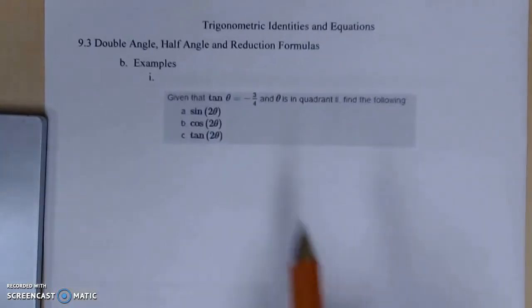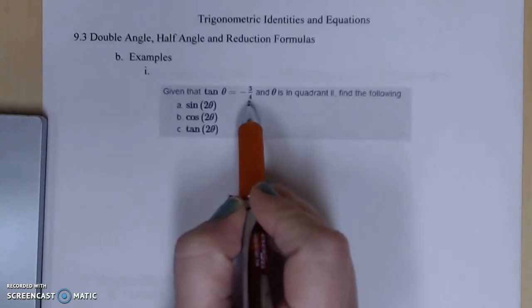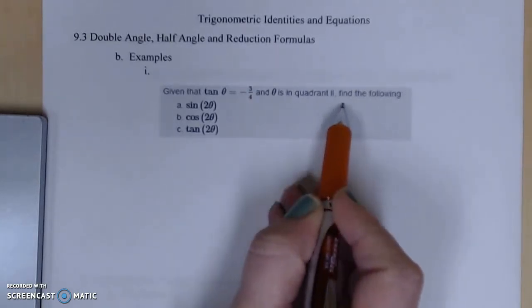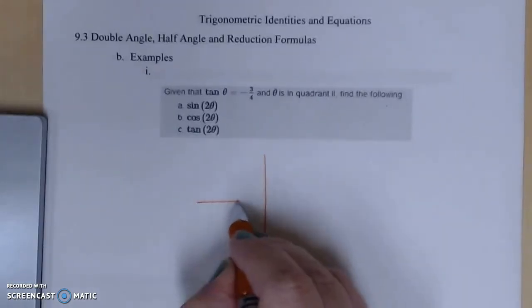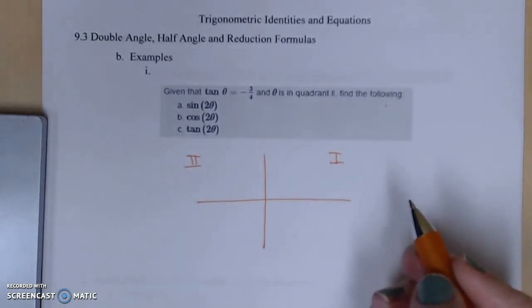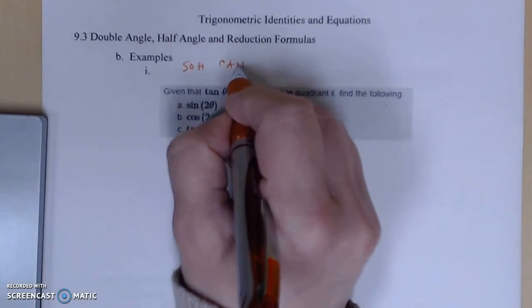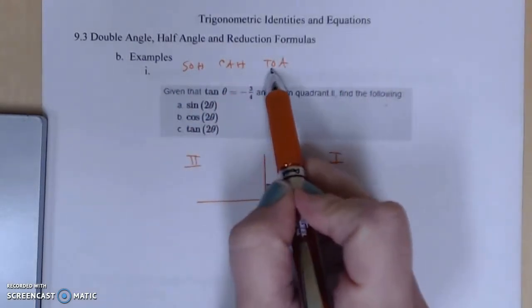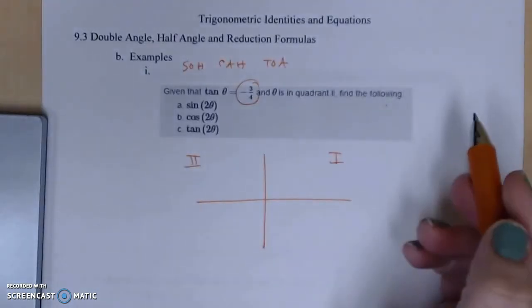So let's look at some of these options. I've got A, B, and C portioned out here. We're going to look at this example, but we're going to look at all three of them. They say, given that tangent theta is equal to -3/4, and theta is in quadrant 2, find the following. So the first thing I need to do is draw this out. Let's think about our coordinate plane. Here's quadrant 1, here's quadrant 2. It says that tangent of this angle is equal to -3/4. Now remember from our shorthand of SOHCAHTOA, tangent is opposite over adjacent. So this ratio here of -3/4 is opposite over adjacent.